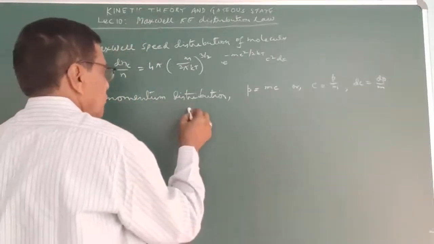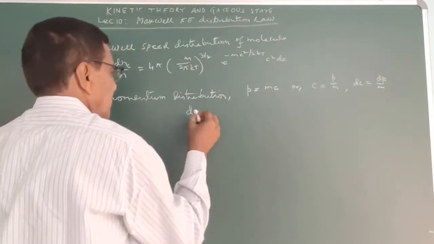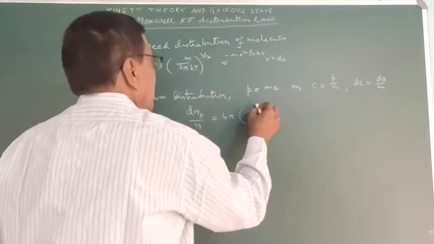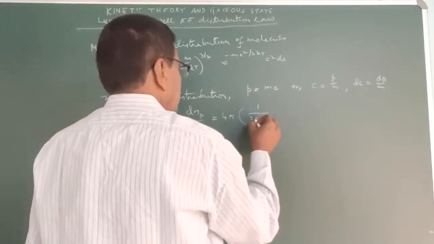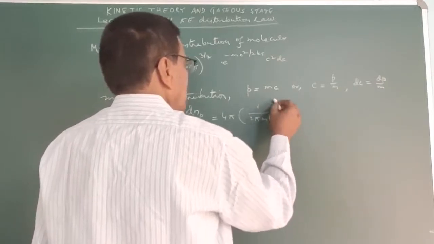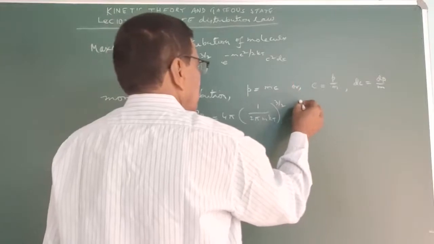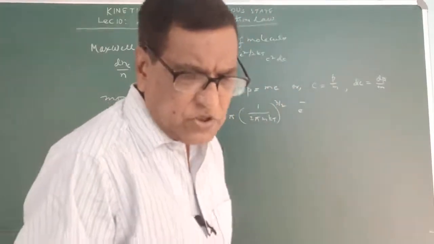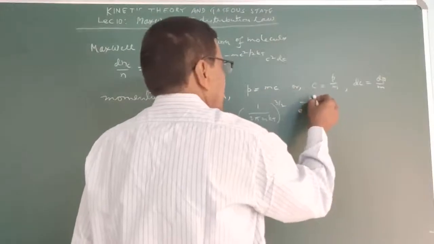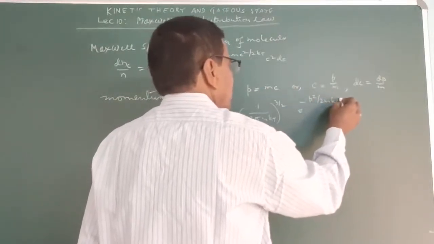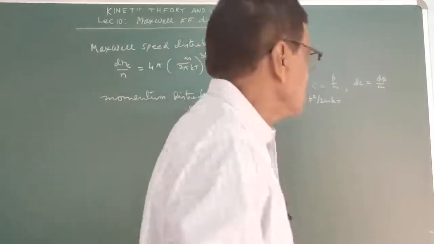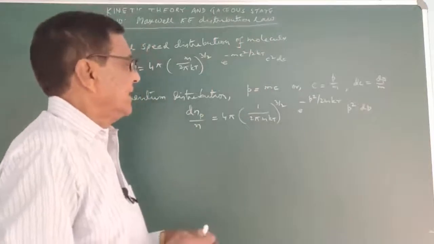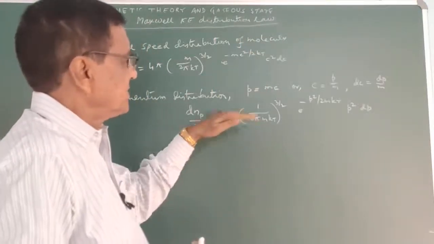The momentum distribution formula, you can do it at home. This one equal to 4 pi, and it is 1 by twice pi m kT to the power 3 by 2, and e to the power minus p square divided by twice m kT, and p square dp. You can do it by yourself and just tally whether your result is coming with this value.